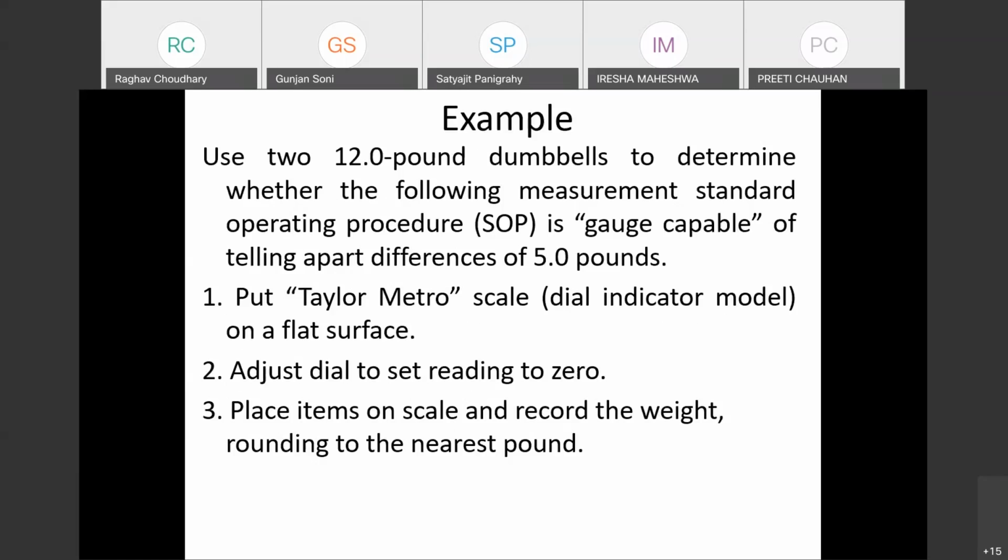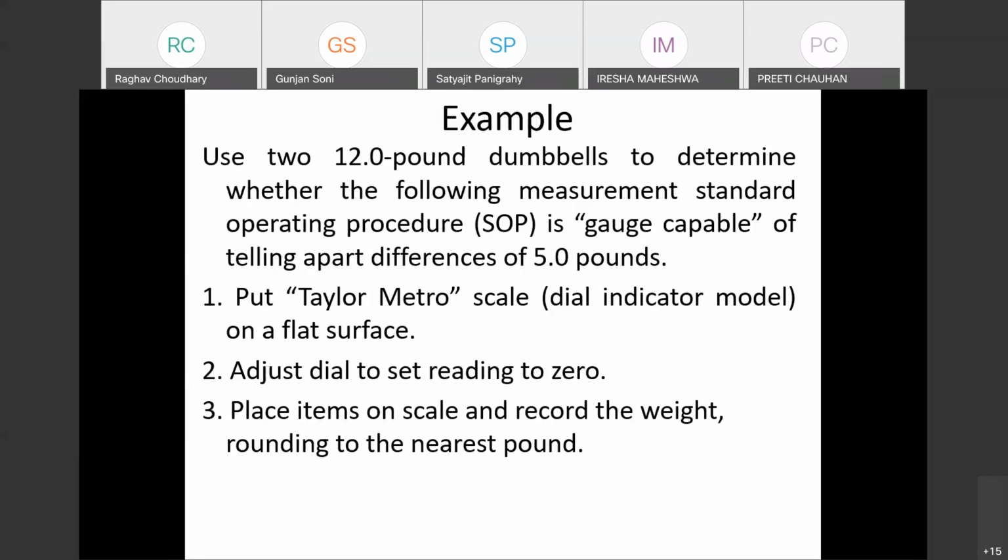There are two 12-pound dumbbells, and we want to determine whether the following measurement standard operating procedure is gauge capable of telling apart differences of 5 pounds. Simply means that I have 12-pound dumbbells and I want to find out whether the gauge is capable of telling apart differences of 5 pounds. Although it is a very unrealistic situation, because no one would be comfortable with a difference of 5 pounds, for simplicity it has been taken.